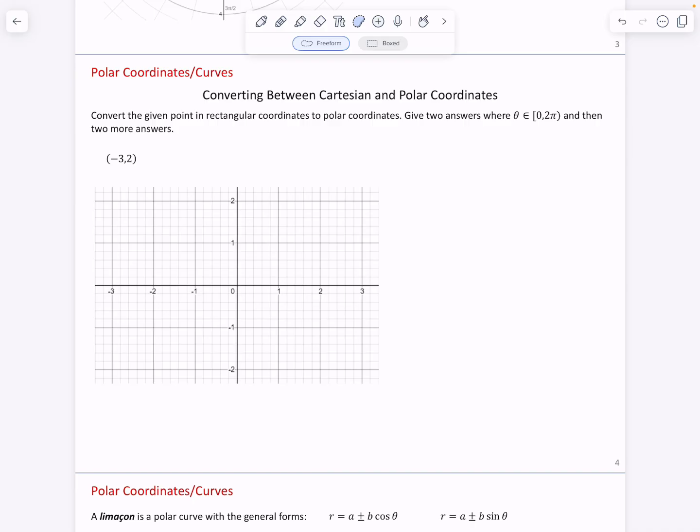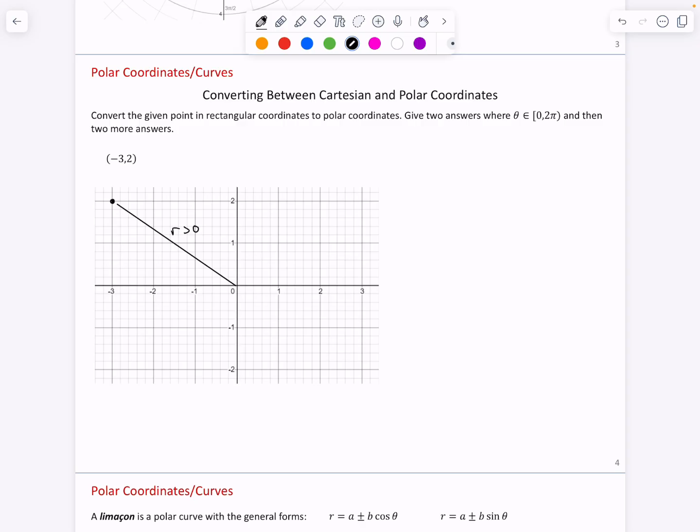Now converting from Cartesian to polar is a little bit trickier. Our point in rectangular is (-3, 2), so go left 3 and up 2. That puts us right here in the second quadrant. So the most simplistic approach is to determine what r is, which will be the distance between this point and the origin. And let's assume a positive value of r in this drawing.